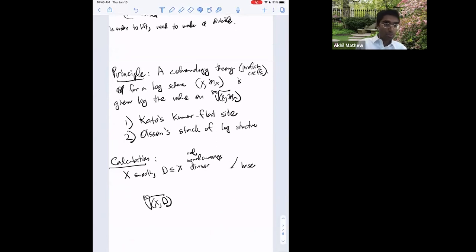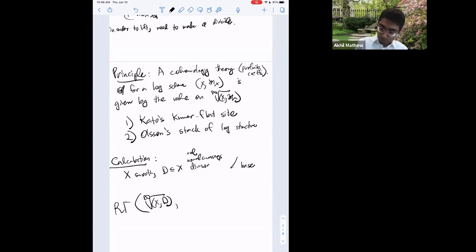In particular, we can do something like take the differential forms on it. And so a calculation is that if we take global sections of differential forms on this object, then this is naturally the same as differential forms on X with log poles along D. And this is with profinite coefficients.